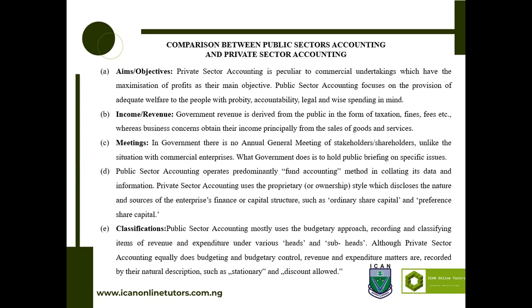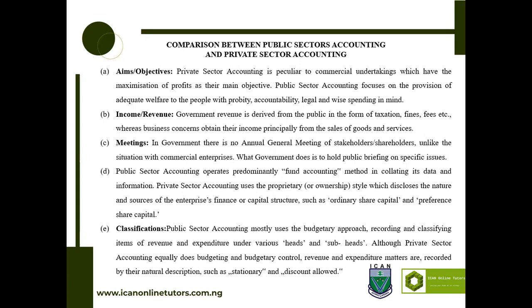Examiner might ask us to state it in tabular form. So if you are expected to differentiate the private sector from the public sector in a tabular form, you have to state the points, and on the table you have the private sector and the public sector. So with that, on your points, you now give the difference between the private and the public sector accounting.